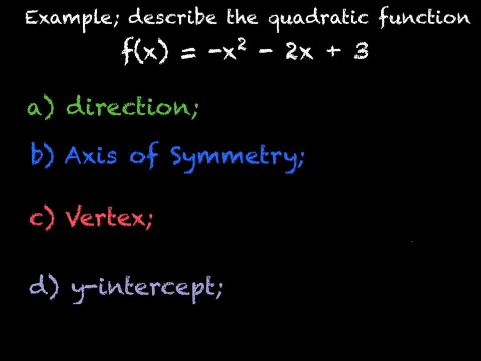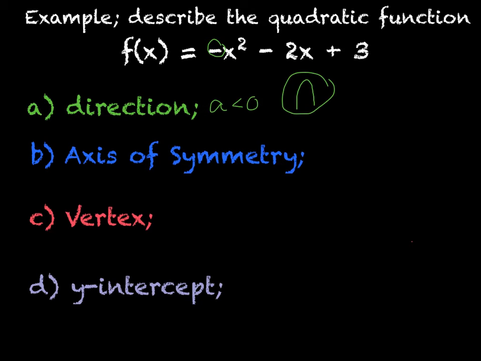Alright, so we're going to do another example. f of x equals negative x squared minus 2x plus 3. We want to describe this quadratic function. So first we find our direction. We see that our a is negative. It's negative 1. So a is less than 0. Therefore, it's going to open down.